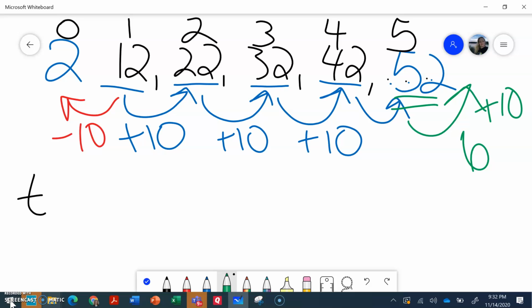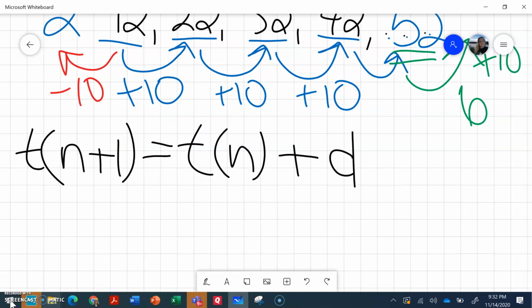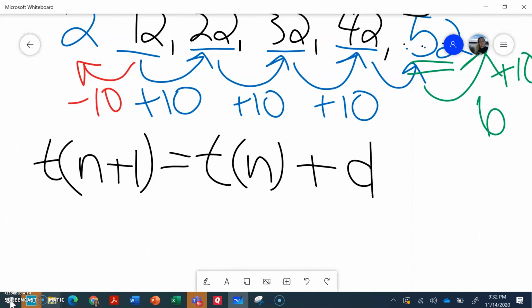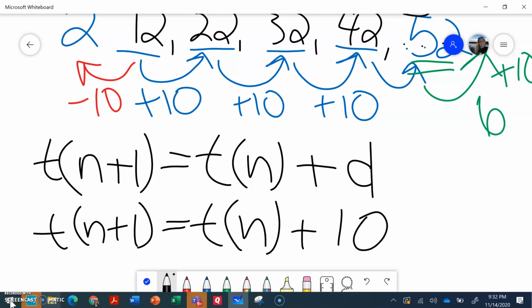And how we write that mathematically is that t of n plus 1 is equal to t of n plus whatever our sequence generator or common difference is. In this case, 10. So if I wanted to write that here, my formula would say t of n plus 1 is equal to t of n plus 10.